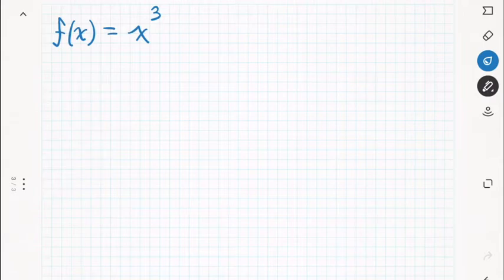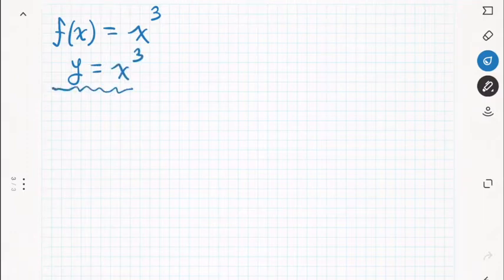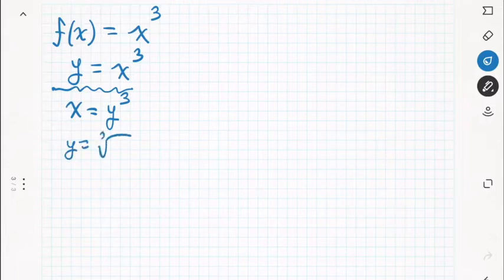Now, one process of finding an inverse is to replace the f of x with y, and then switch the x and y. So now we're not talking about the original function anymore. So we have x is equal to y cubed, and solve for y. So to get rid of a cube, you cube root both sides, and you get this.